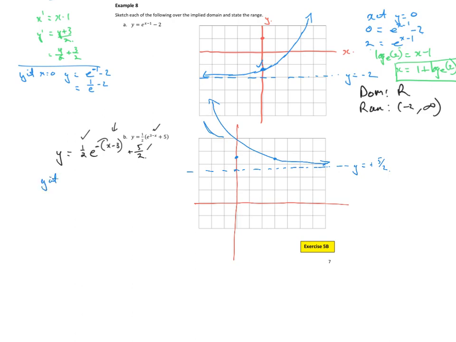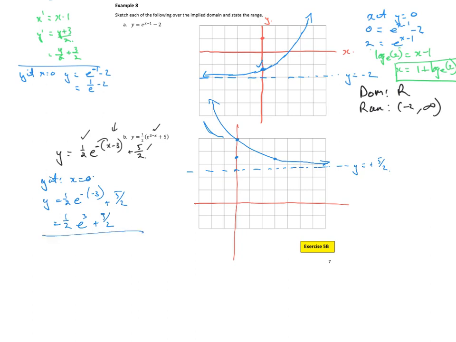Okay, so let's just check some, well, we've got the y-intercept. Let's put x equal to 0. I get y is equal to a half e to the negative, negative 3, plus 5 on 2, which is a half e to the 3 plus 5 on 2. So e to the 3 is about 2.7 cubed. So 3 cubed is 27, 2 cubed is 8, somewhere in between, call it about 20. Half of 20 is 10, so about 12. So it's quite a high value, isn't it, that intercept?